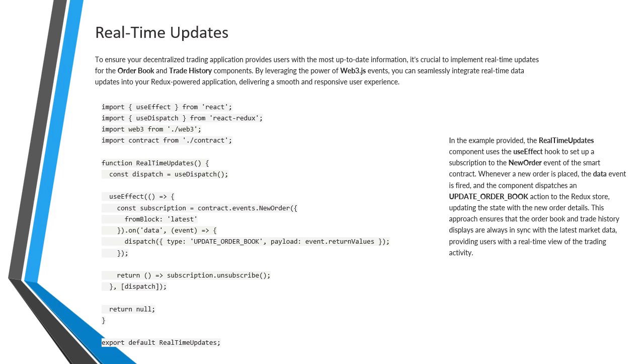Inside useEffect, a subscription is created to listen for new order events from the smart contract, starting from the latest block. When a new order event is received, it triggers a callback function which dispatches an action of type UPDATE_ORDER_BOOK with the event's return value as the payload. The return statement in useEffect ensures that the subscription is cleaned up (unsubscribed) when the component unmounts or when dispatch changes. Then we return null, and then finally we export the RealTimeUpdates function.